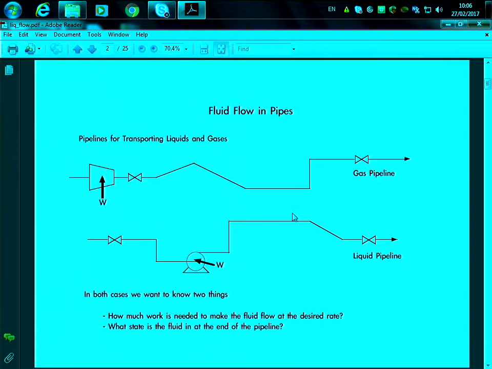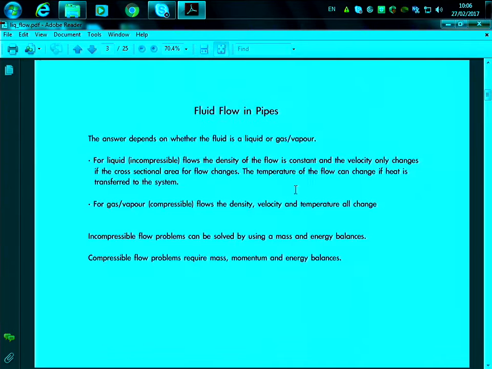So, first of all, something that we have already discussed in the previous example is that the answer to determine what work you require depends on a simple assumption that we need to know as well. Whether the fluid is a liquid or a gas vapor. And here when we say liquid or gas vapor, we are basically referring to the compressibility of the fluid, whether the fluid is compressible or incompressible. There are certain liquids at certain conditions that can be compressible fluids as well. But normally, in general, most liquids are incompressible.